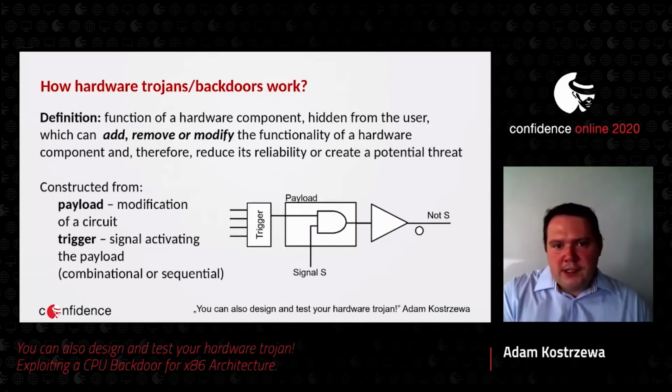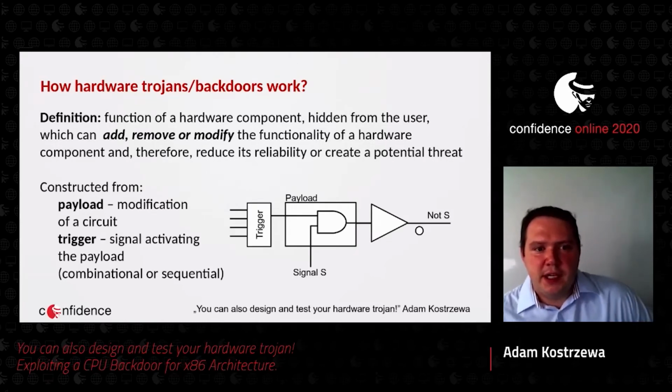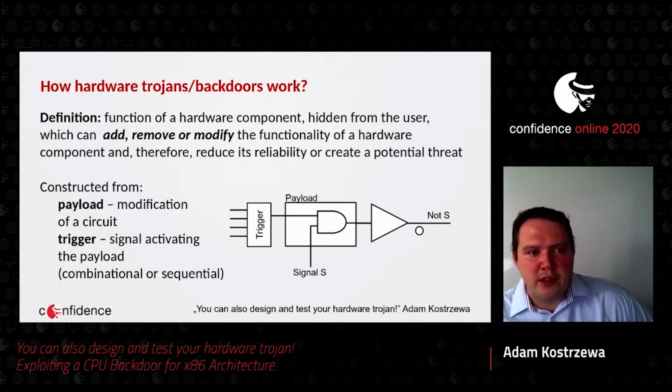So after establishing the goals of our attack, we can start to design our circuit. Just as a revision, a hardware trojan or backdoor would be a function of a hardware component hidden from the user, which can add, remove, or modify the functionality of a hardware component and therefore reduce its reliability or create a potential threat. This function of hardware is constructed from two major components. It's a payload, which is a modification of a circuit, and a trigger, which is a signal activating the payload.